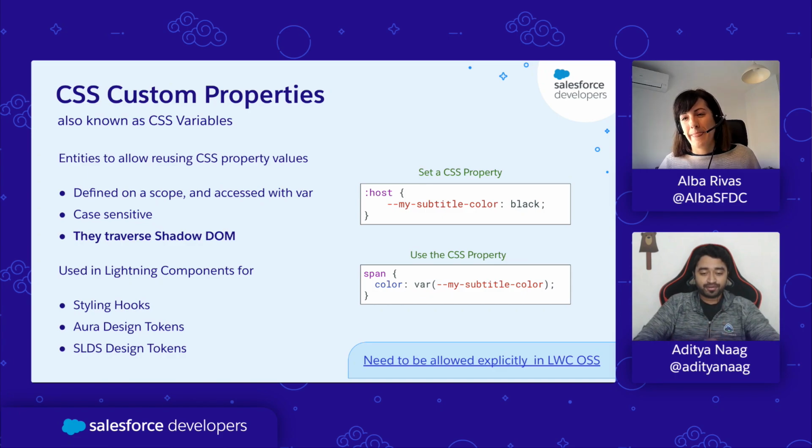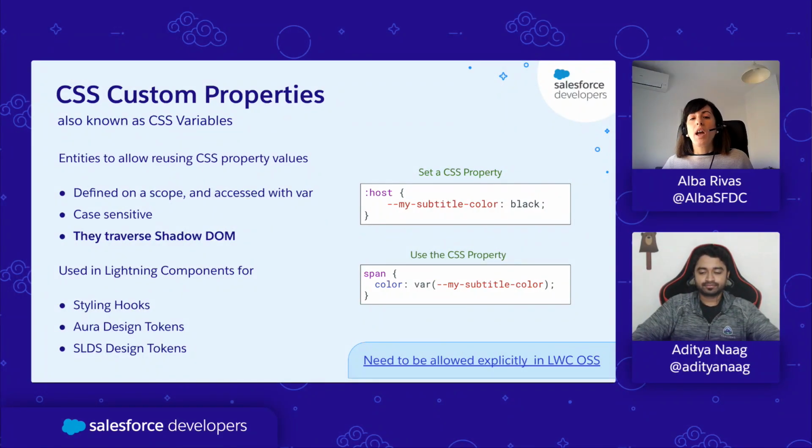Now, moving on to an important concept, which is the second type of properties that I said pass through Shadow DOM. Those are CSS custom properties. And Albert, do you want to tell us what is the real use of CSS custom properties? When do I use them in my components, and what advantages do I get?